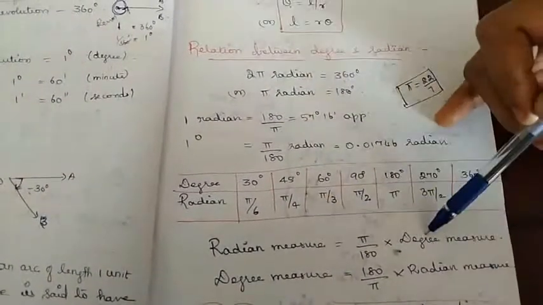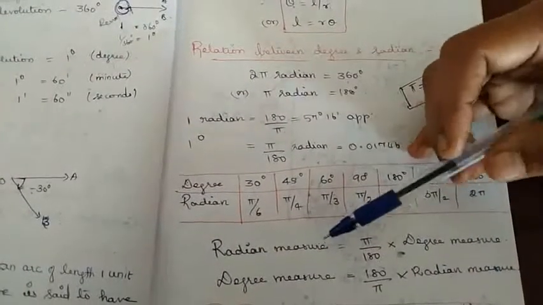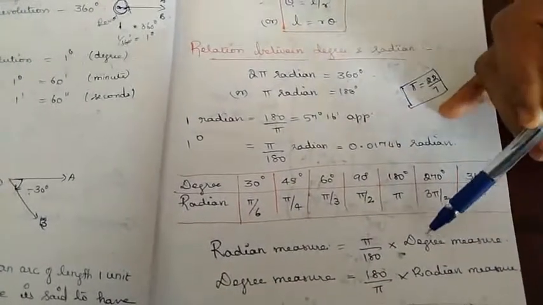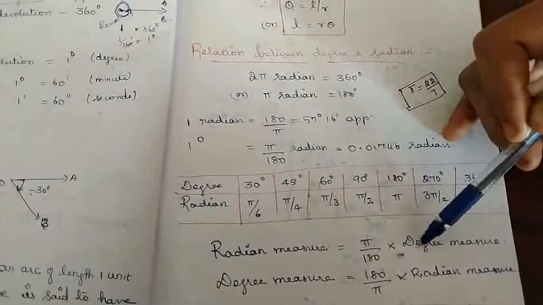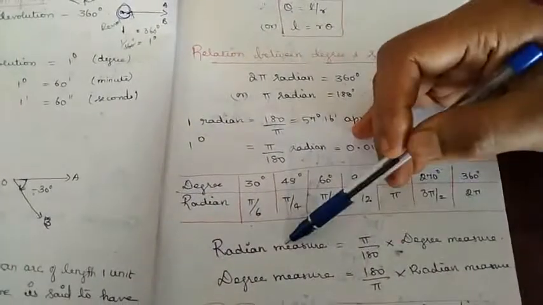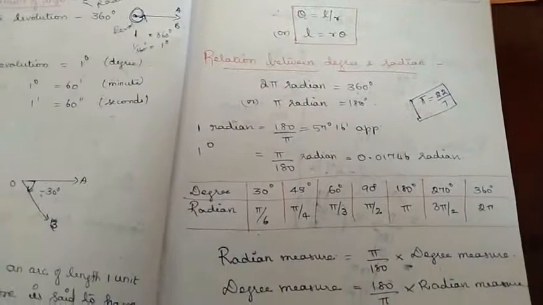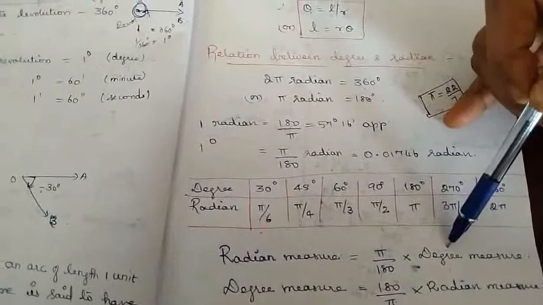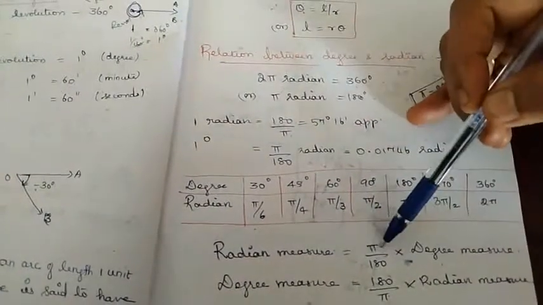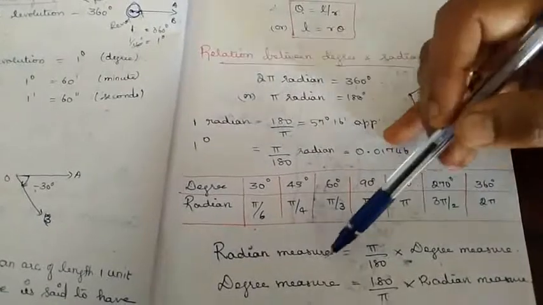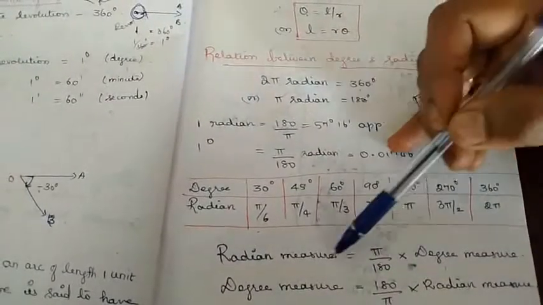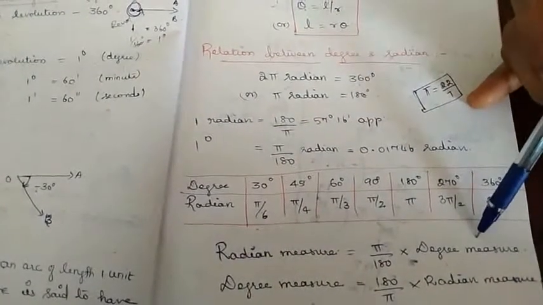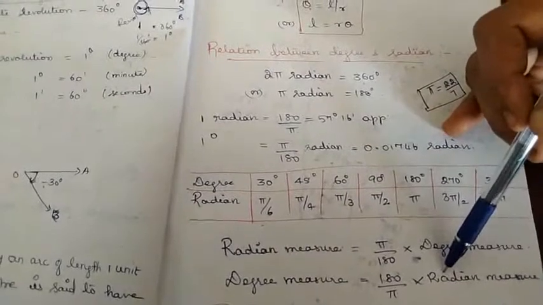Now how will we find the degree measure when the radian measure is given? Radian measure is equal to pi by 180 into degree measure. If we want to find the degree measure, cross multiplying, it will be 180 by pi into radian measure. Remember, radian we denote in terms of pi. If you remember one, the other you can automatically write.